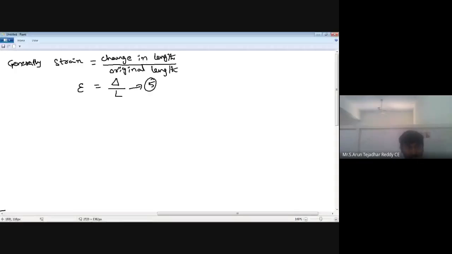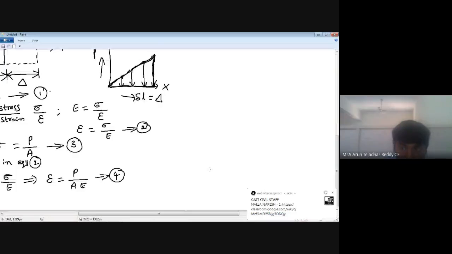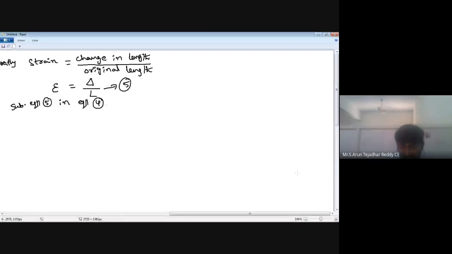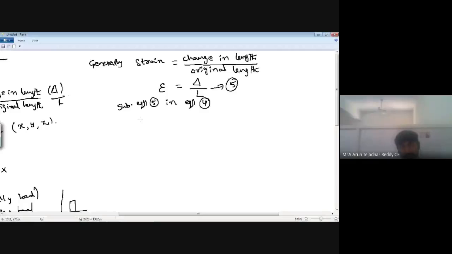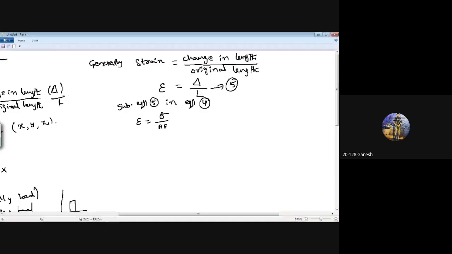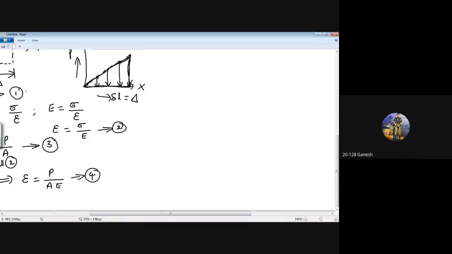Next, substitute equation number 5 in equation number 4. What is equation number 4 here? That is strain is equal to stress by AE. Stress by AE or load by AE? Sir, load by AE. P by AE.